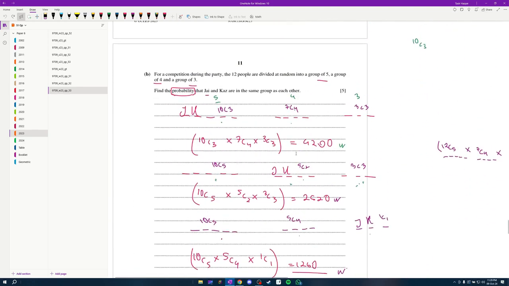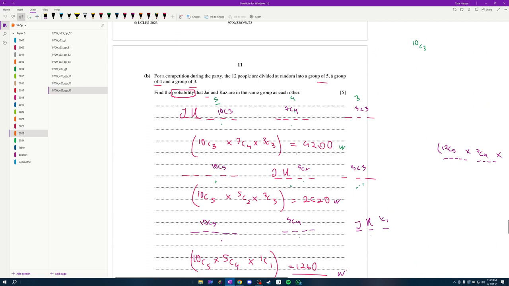Next. For a competition during the party, the 12 people are divided at random into a group of 5, a group of 4, and a group of 3. Find the probability that Jay and Kaz are in the same group as each other. So this is like the word crocodile question from 2022, but with people instead. So we have 3 groups, of 5, 4, and 3. We are going to consider Jay and Kaz in the group of 5 people, then in the group of 4 people, then in the group of 3 people, like this.